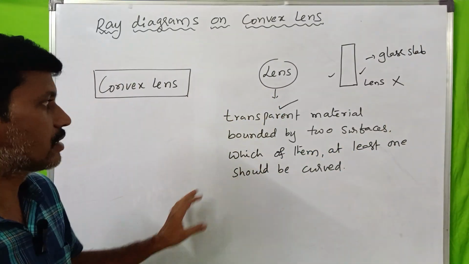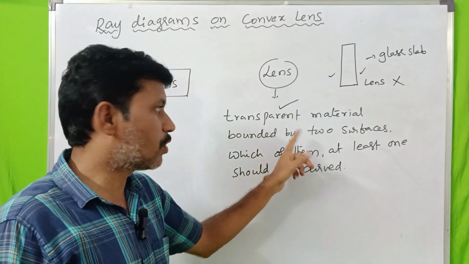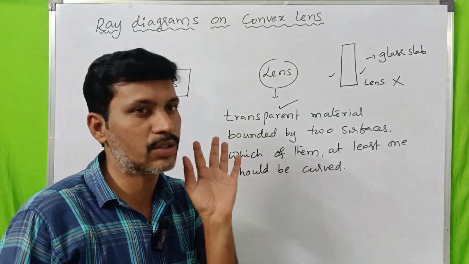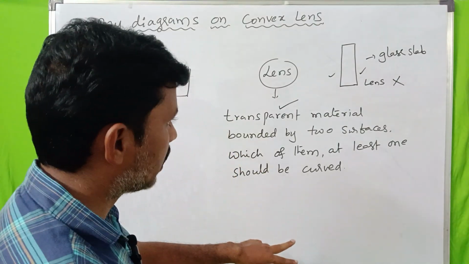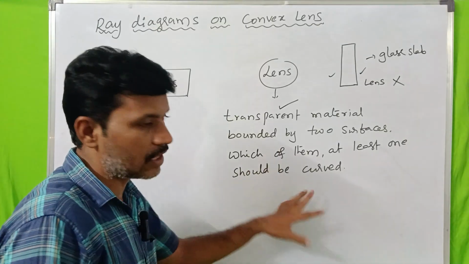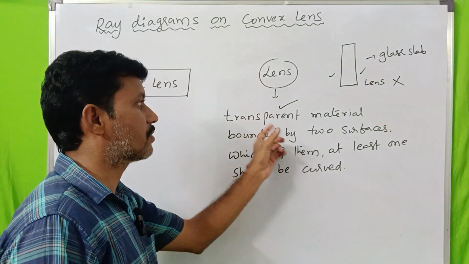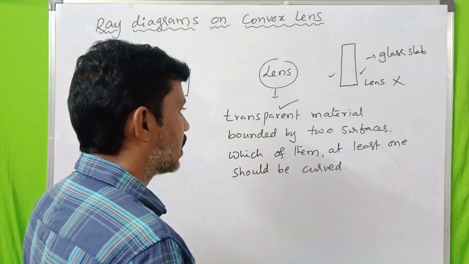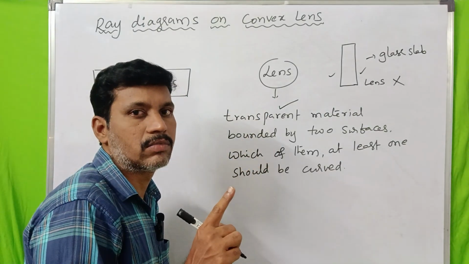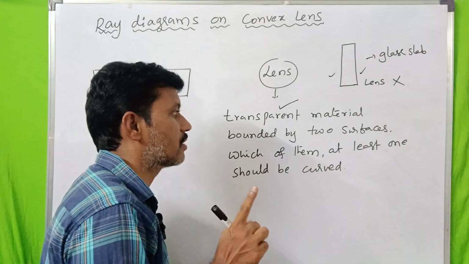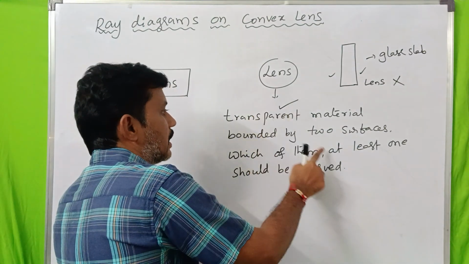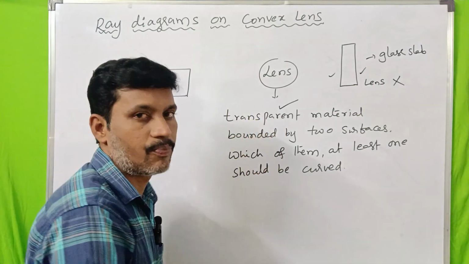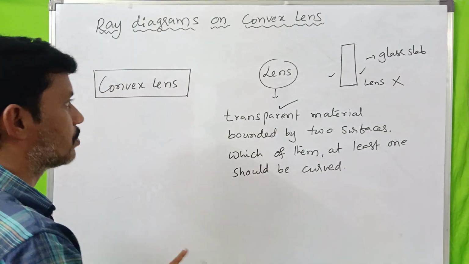So what is meant by lens? Any transparent material bounded by two surfaces, of which at least one should be curved. Maybe both are curved, or at least one is curved. Then such a transparent material bounded by two surfaces is called a lens. At least one surface should be a curved surface. Then only can we call it a lens. There are different types of lenses.